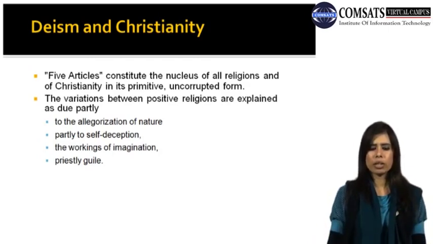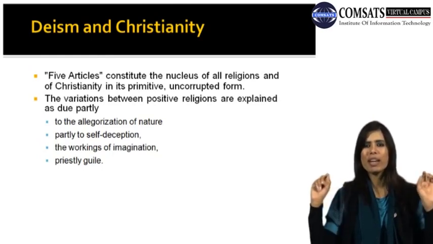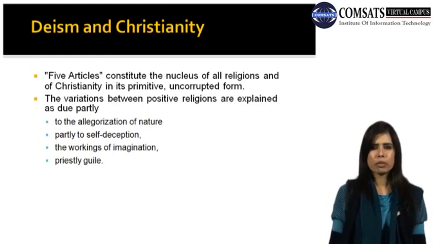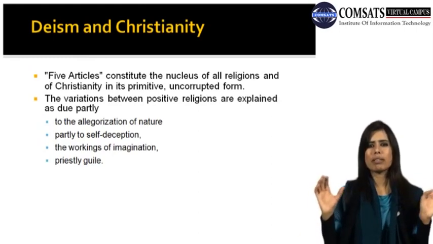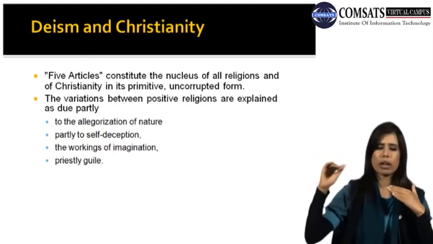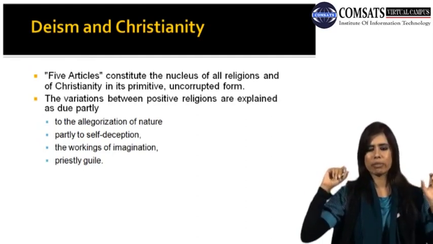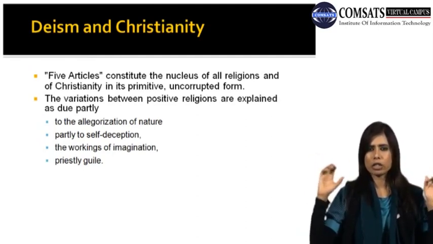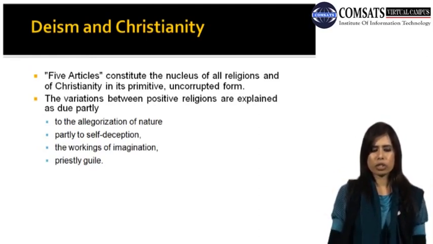5 articles constitute the nucleus of all religions and of Christianity in its primitive, uncorrupted form. So basically in the 5 articles you can find the uncorrupted form of religion and its primitive form as well of Christianity. The variations between positive religions are explained as due partly to the allegorization of nature, partly to self-deception, the workings of imagination and priestly guile.